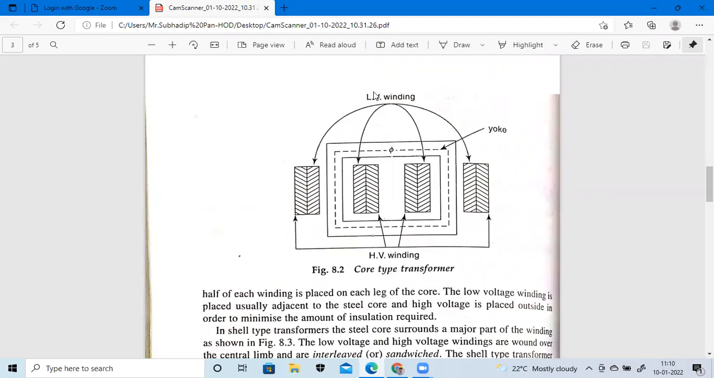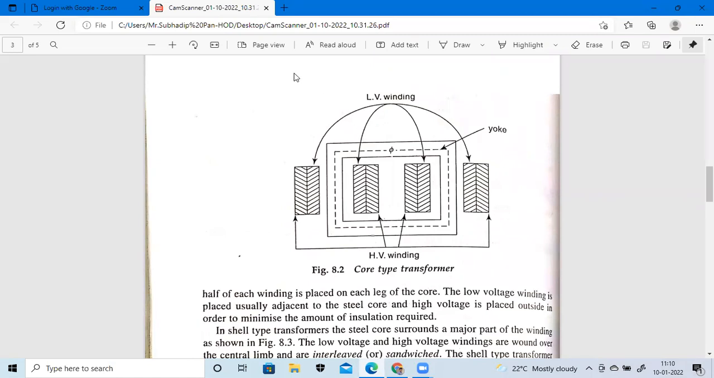What is the meaning of LV winding and HV winding? Which winding has more number of turns, LV winding or HV winding? HV winding, sir. That means the more the number of turns, the higher the voltage level of that coil.